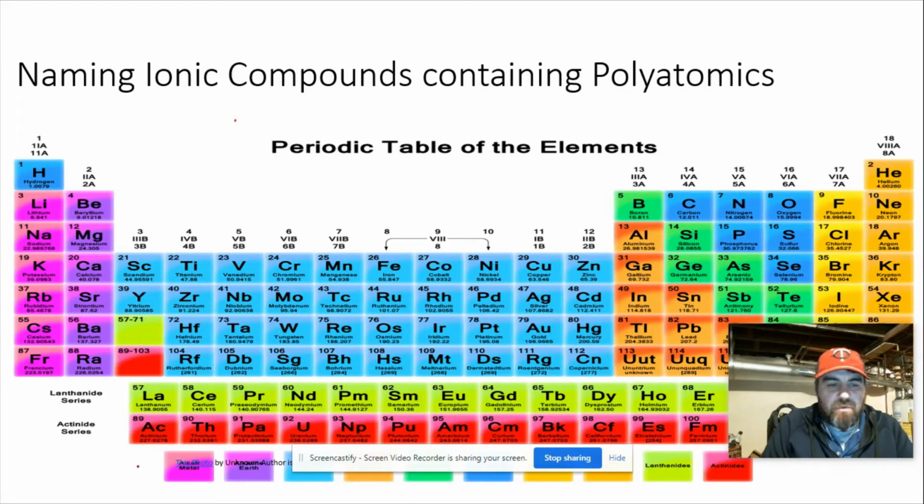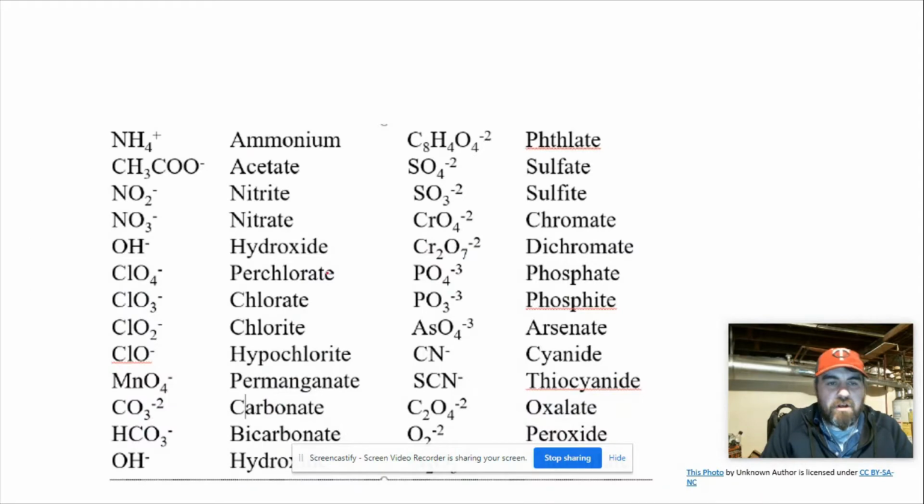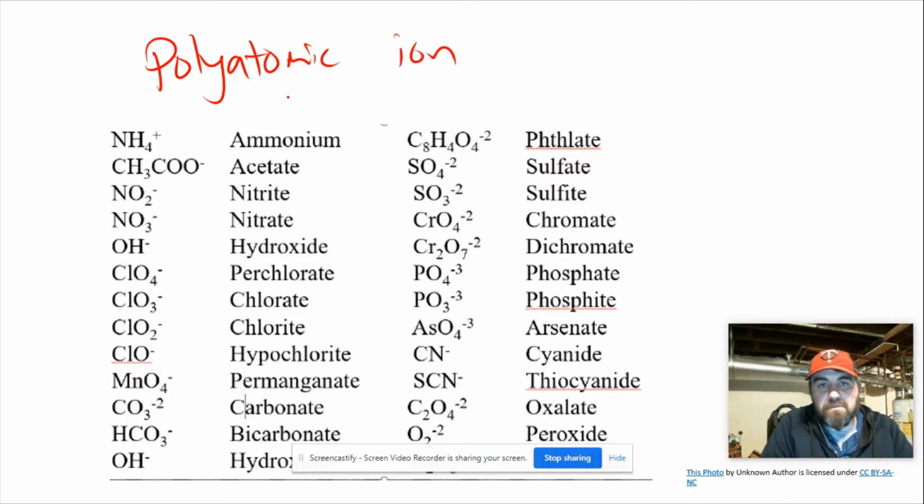When we're doing this, we've got the periodic table here, but we also have what are called polyatomic ions. Poly means many, and atomic means atoms. If you notice on here, all these ions have a bunch of atoms in them. This has nitrogen and hydrogen. This one has carbon, hydrogen, some more carbon, some oxygen, and then oxygen again. So these are multi-atom ions.